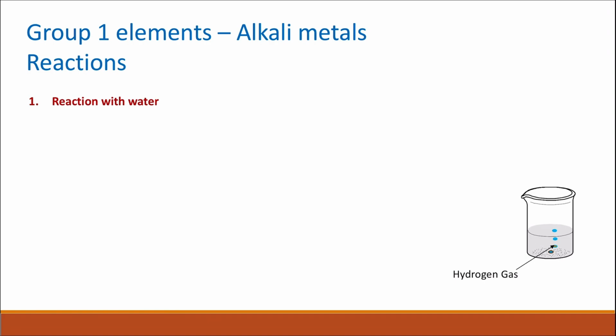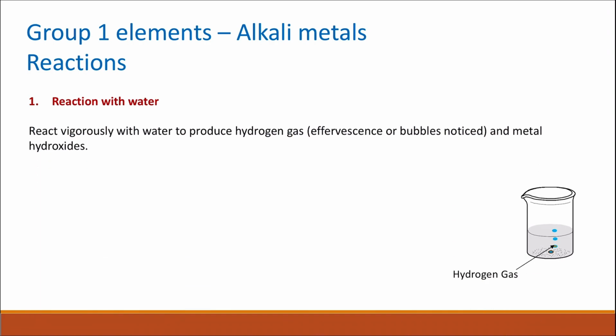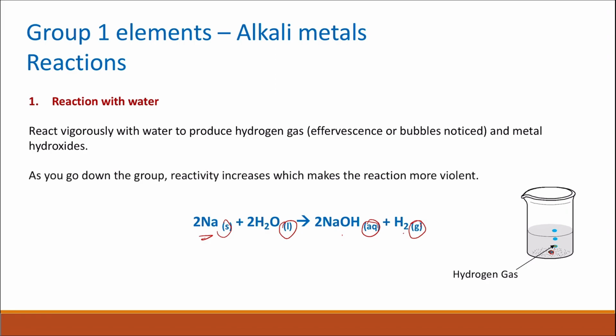The main reactions of alkali metals: because they all have the same number of electrons in their outermost shell, they all tend to react similarly. So their reaction with water, they react vigorously with water to give hydrogen gas, which you can see as effervescence or bubbles produced, and metal hydroxide. The balanced equation for this is a reaction between sodium, for example, as one of the alkali metals, as a solid with water as liquid to give you sodium hydroxide aqueous and hydrogen as a gas. As you go down the group, the reactivity will increase and that will make the reaction more violent.